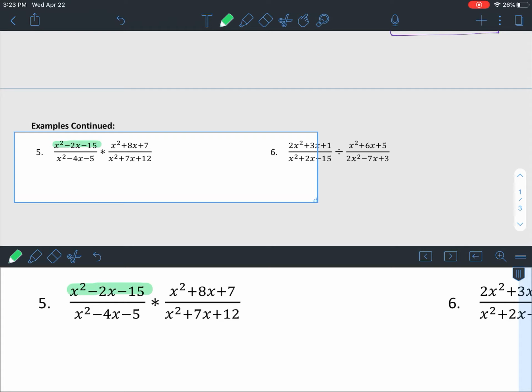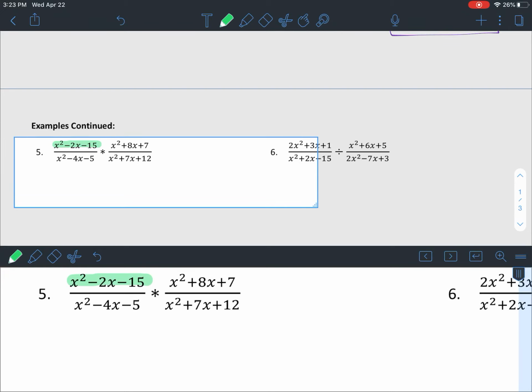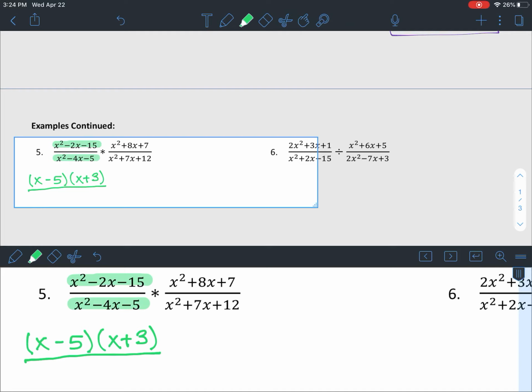So just starting with the top, I need to ask myself, are there any 2 numbers that I can multiply to get negative 15 but add to get negative 2? So I need to multiply to negative 15, add to negative 2. So what happens is I have x minus 5 and x plus 3. So negative 5 times 3 gives me negative 15. Negative 5 plus 3 gives me negative 2.